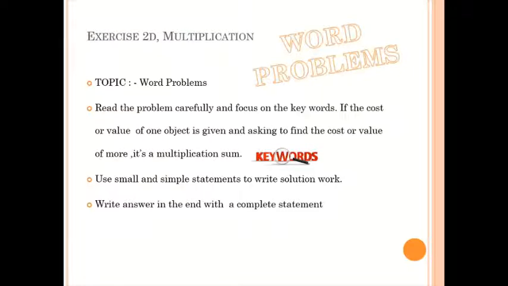Similarly, the value of one thing is given. For example, Ahmad is able to solve 10 sums in 1 hour. How many sums will he solve in 6 hours? Value of 1 hour is given and for 6 they are asking, so you will solve it by multiplication.